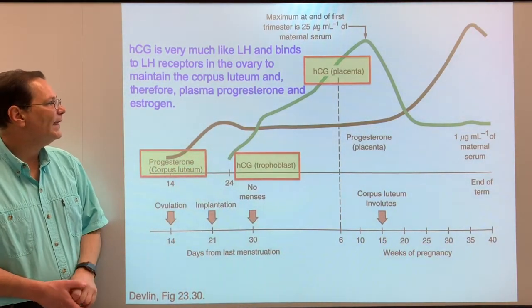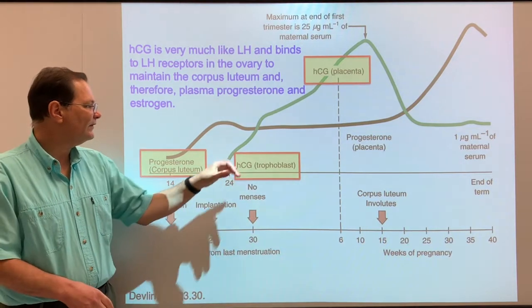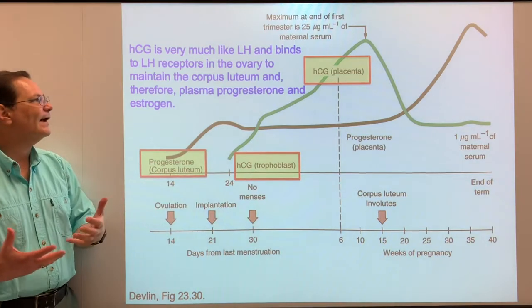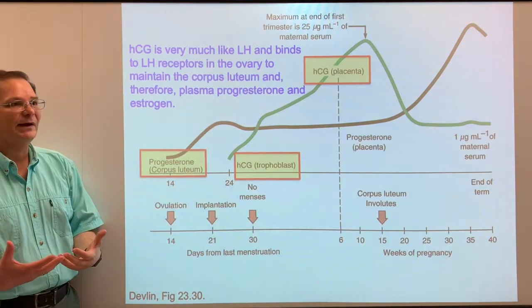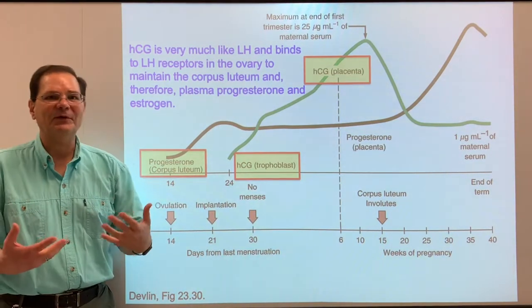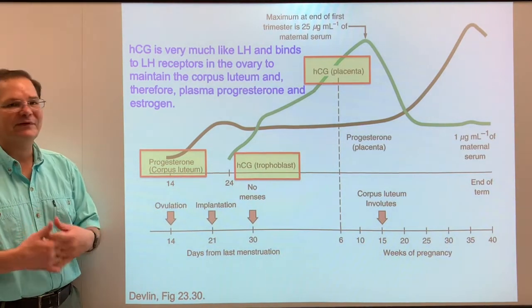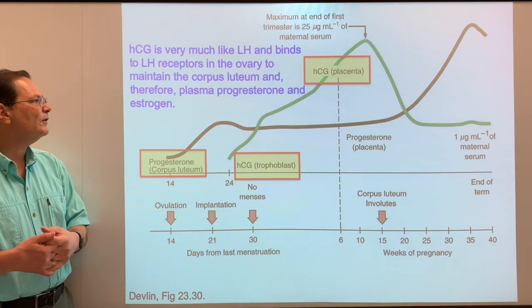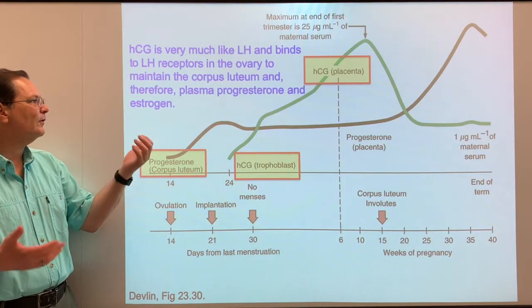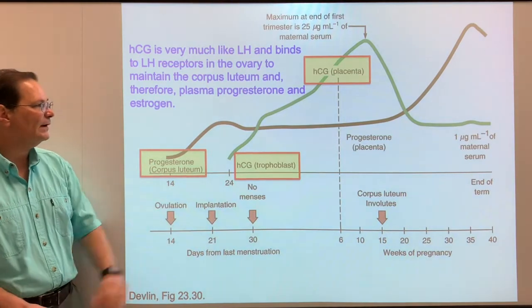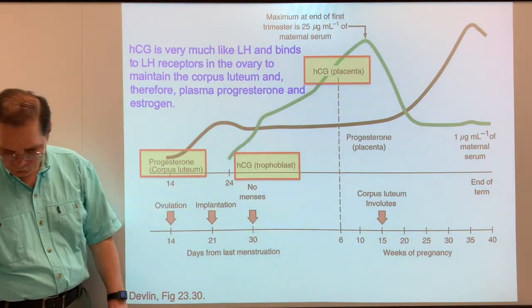Okay, and HCG manages to do that because structurally it's a lot like LH, so much like LH that it binds to LH receptors. And so what happens is the HCG binds to the LH receptors on the corpus luteum, and the plasma progesterone and estrogen remain high because the corpus luteum continues to secrete it, as you can see here.